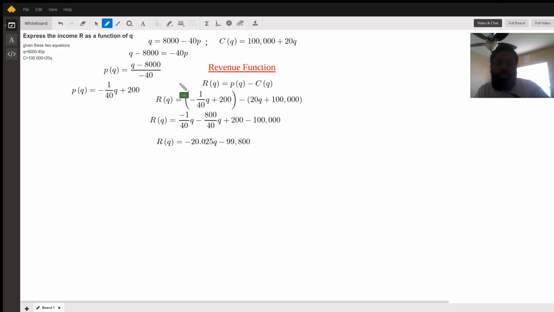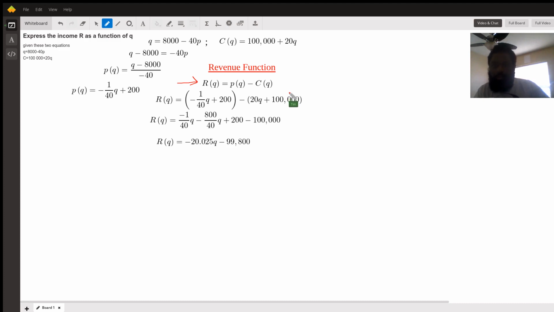Then we come up with a revenue function. P represents the profit of all the money made in a business minus C, the cost function. So we literally plug in our P function, negative 1 over 40Q plus 200 minus 20Q plus 100,000.